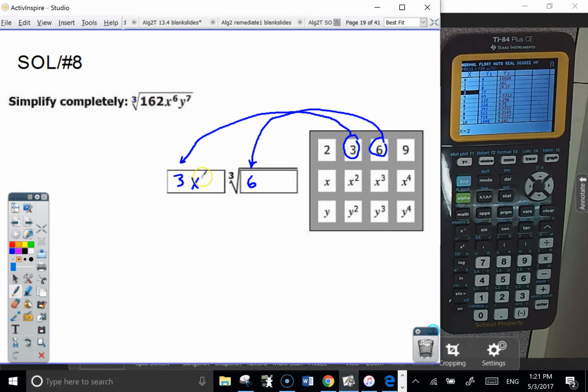How about the cube root of y to the 7th? Can we take them all out? How can I break up the y's so I get the most simplification? Yeah, I need to make that y to the 6th times y. And the cube root of y to the 6th is y squared. The cube root of y I cannot simplify, so that stays there. So there's the answer.